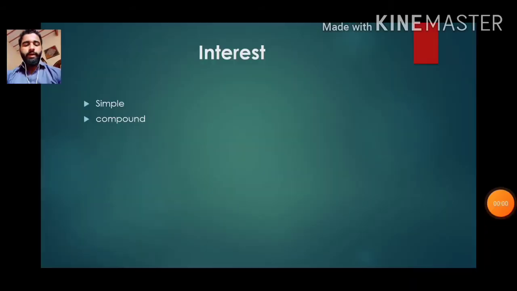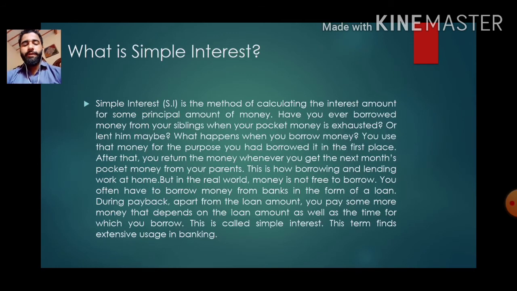Here ends this topic, and let's do another topic. My next topic is interest. There are two types of interest. The first one is simple interest and the second one is compound interest. Let's first know what interest is. Simple interest is the method of calculating the interest amount for some principal amount of money.